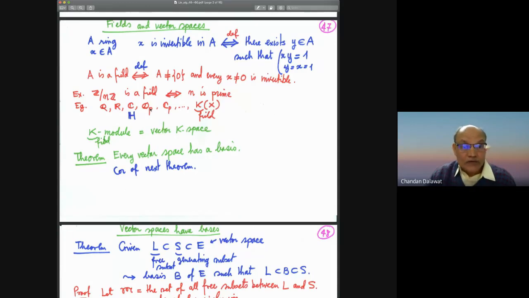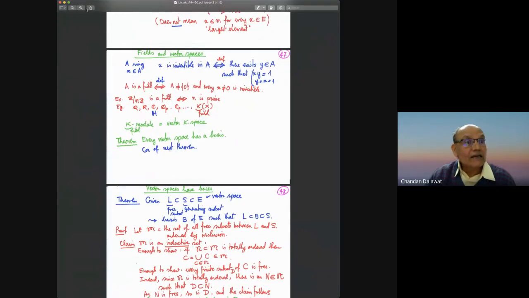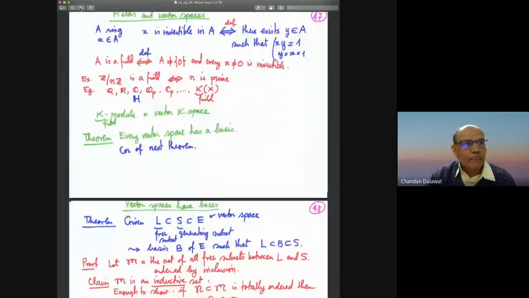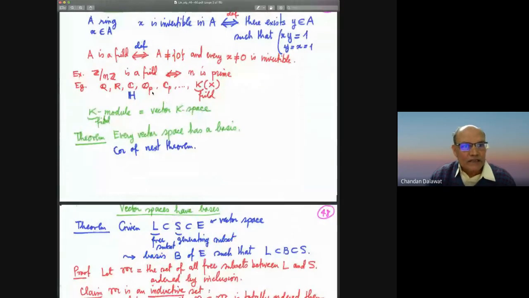There are also actually fields called Q_p and C_p. For every prime p, you have a certain field called Q_p and C_p, which I'm not defining today because I don't need them, but I just want to tell you that there are such things beyond the fields that you know. And then there's the field of rational functions with coefficients in any field, okay?